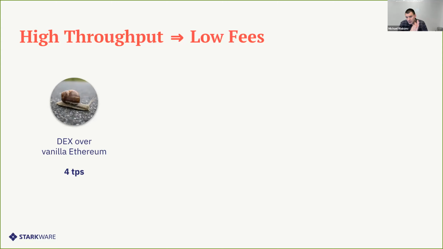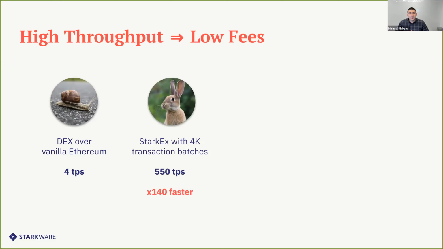$60. It's not something that you would go and buy a coffee with, with such a fee. So if we have low throughput, it actually leads to high fees. What we do in Stark Exchange, we will see the details in a few slides. We batch a few transactions together and we generate a proof of knowledge for those transactions, and we only update the state with a proof of knowledge of those transactions.